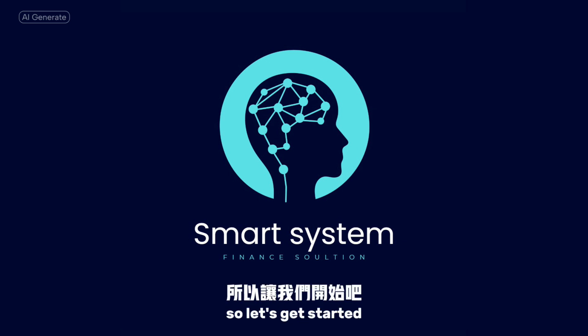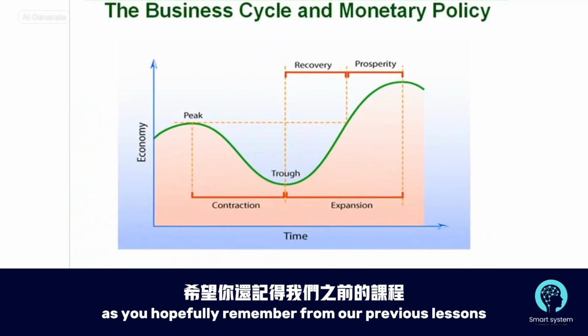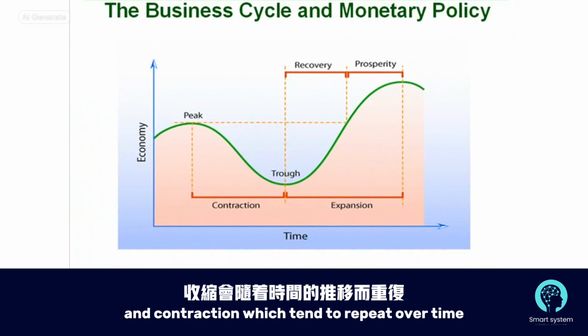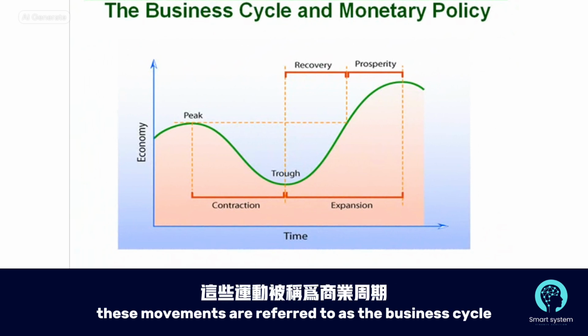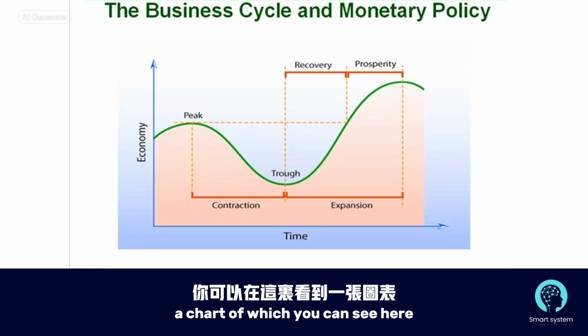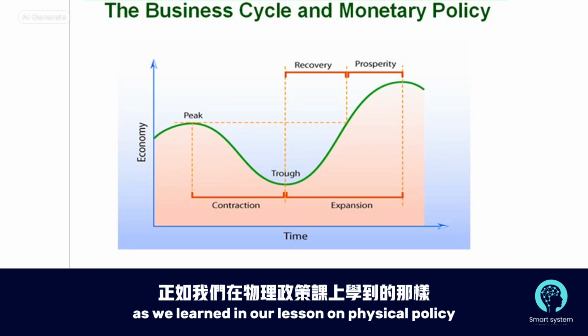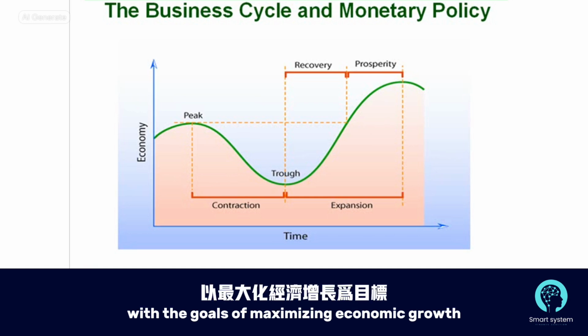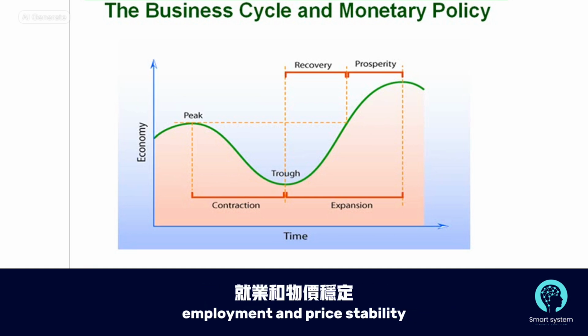So let's get started. As you hopefully remember from our previous lessons, the economy goes through periods of growth and contraction which tend to repeat over time. These movements are referred to as the business cycle, a chart of which you can see here. As we learned in our lesson on fiscal policy in the business cycle, the government tries to manage the business cycle with the goals of maximizing economic growth, employment and price stability.